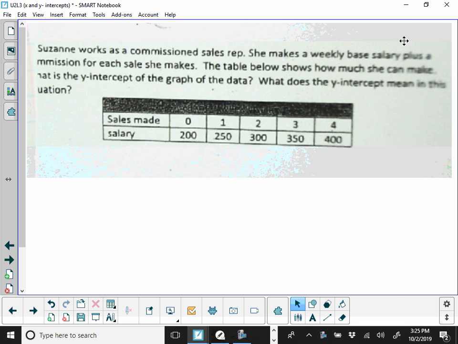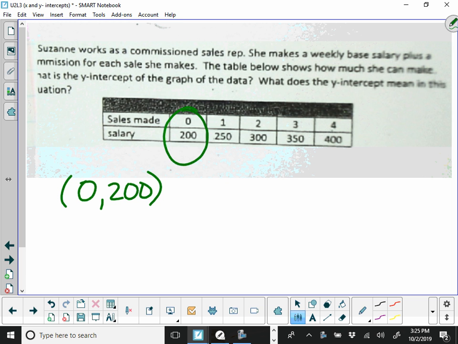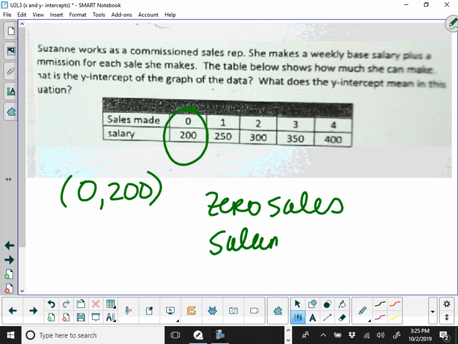Remember, the first part of this is just asking about what they mean. It asks first, what is the y-intercept of this graph? Remember, y-intercept means your x value is 0. So that's going to be here. Our y-intercept is (0, 200). And that means that if you do not sell anything, if you have 0 sales, then your salary is 200.